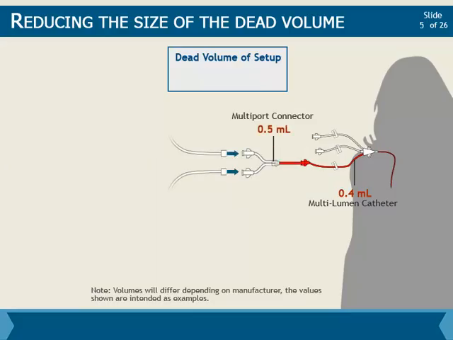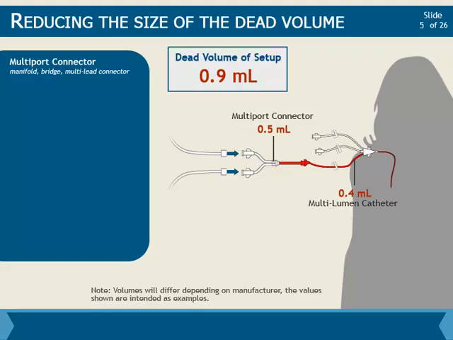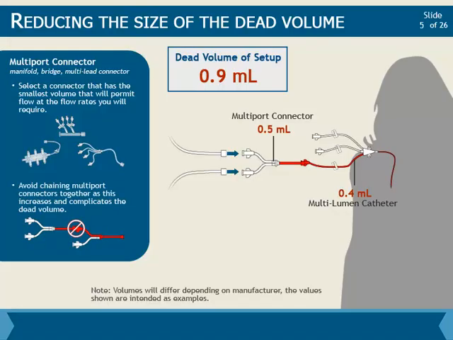Connecting infusions using a multi-port connector can reduce the dead volume considerably. Multi-port connectors are sometimes also referred to as a manifold, bridge, or multi-lead connector. Different multi-port connectors will have different volumes, and we should be selecting a connector that has the smallest volume that will permit flow at the flow rates you will require. There are many variations of multi-port connectors, and those shown here are just a couple examples. Avoid chaining multi-port connectors together, as this increases and complicates the dead volume.